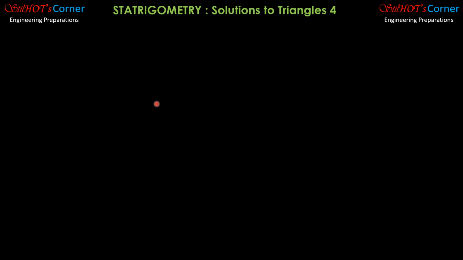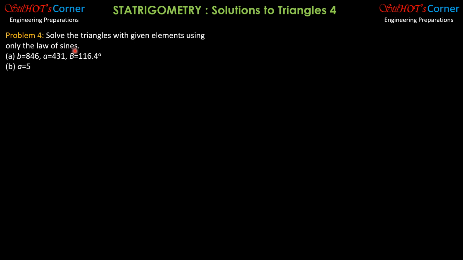Here are more problems in trigonometry, solutions to triangles, number 4. Solve the triangles with given elements using only the law of sines. So we have these sides here. There are 4 problems. So by sine law, that's our guide.